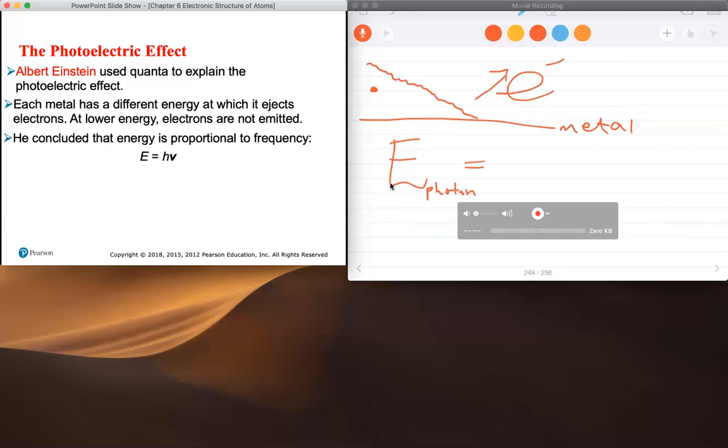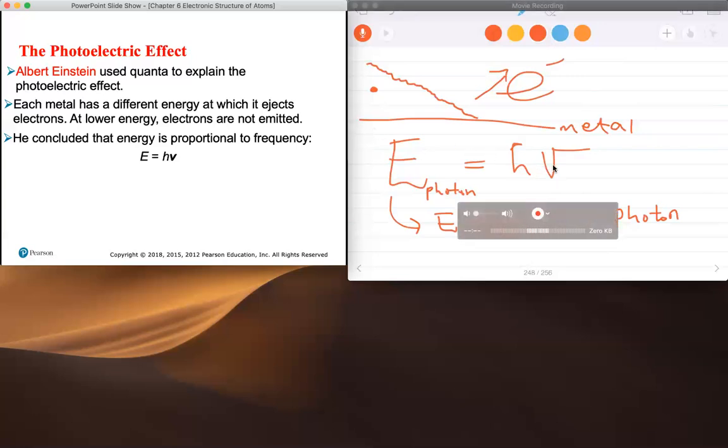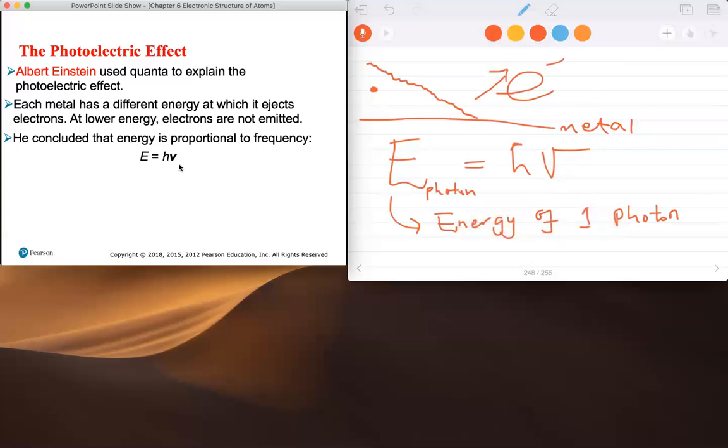Using this equation, Albert Einstein used Planck's theory and derived an equation used to calculate the energy of one photon. So this is the energy of one photon, one quantum of light. Recall from section 6.1, this stands for frequency. We cannot talk about velocity down the line, and when I give you exam questions, this is the frequency.